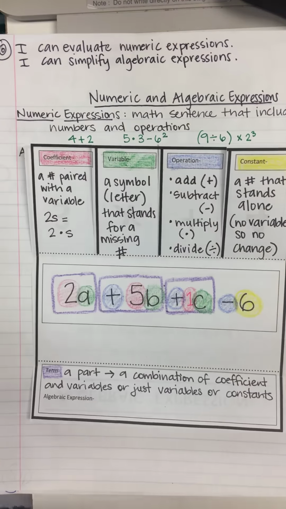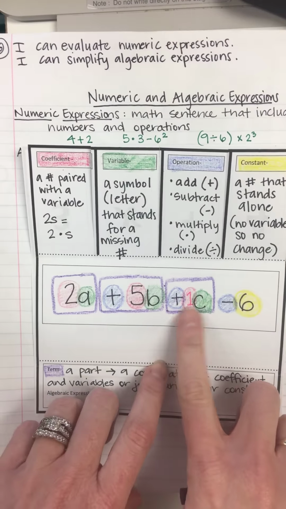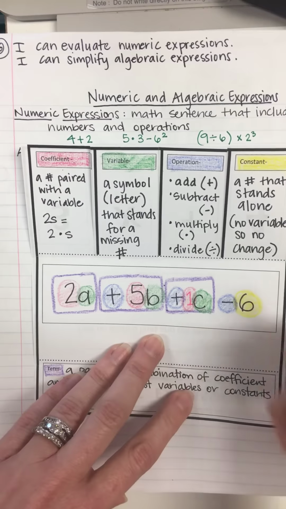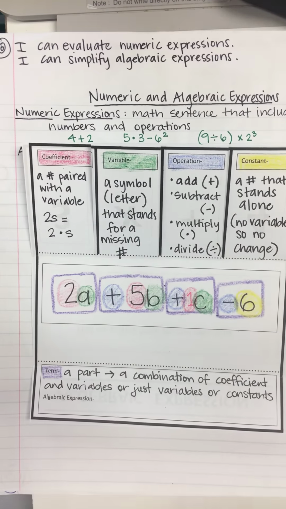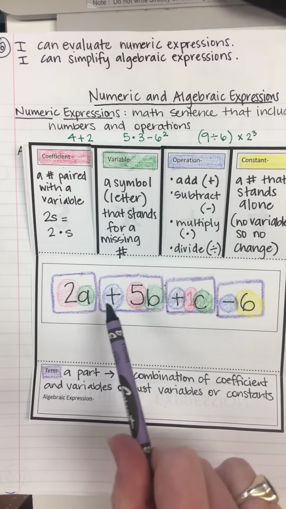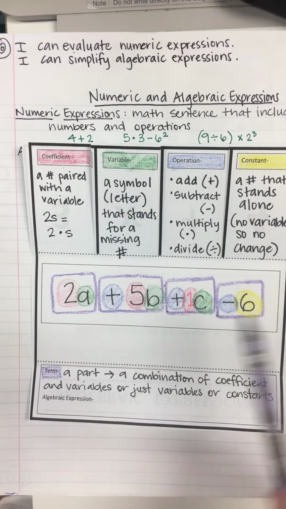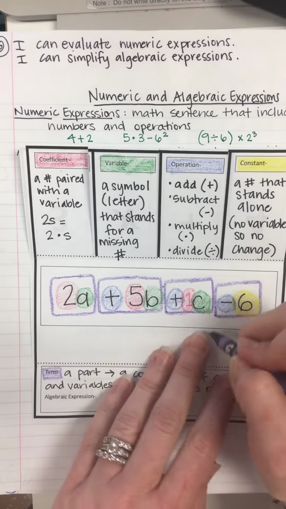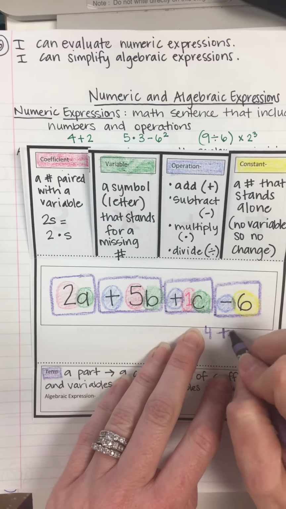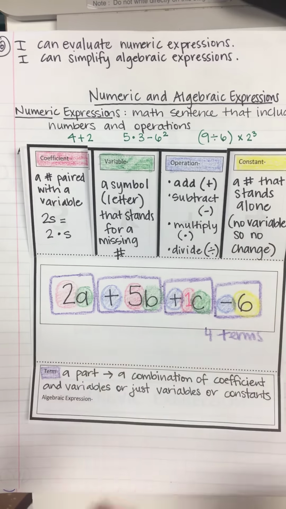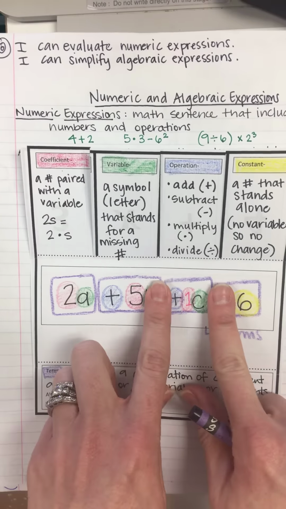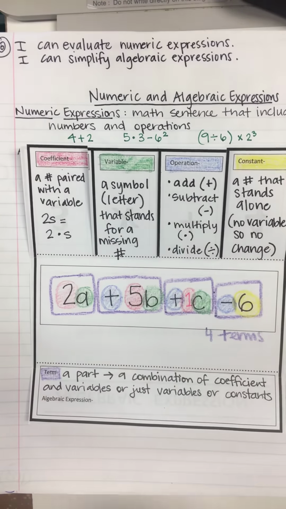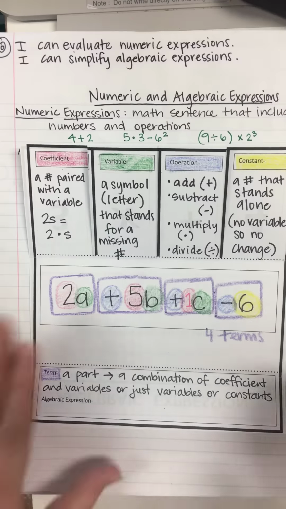Thank you. Then we have another term, it's plus 1c. And then we have this term, which is minus 6. So you notice that I put the operation with each term because that is important for us to know. So this particular example has 4 terms. And if you look at it, it kind of makes sense because it has 4 parts. 1, 2, 3, 4.